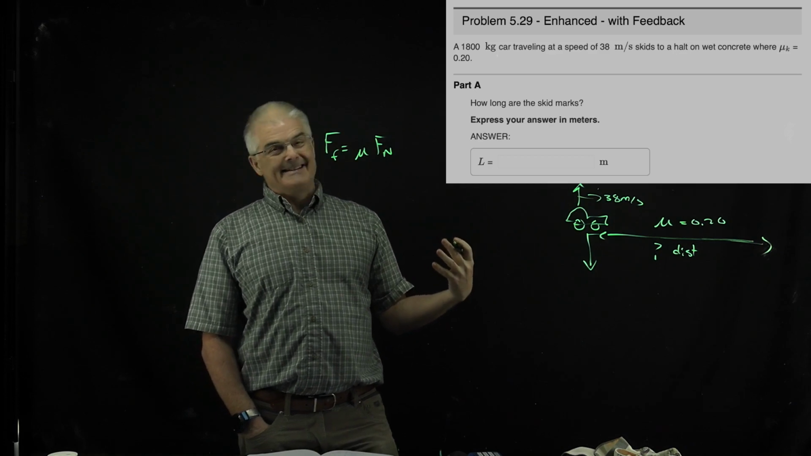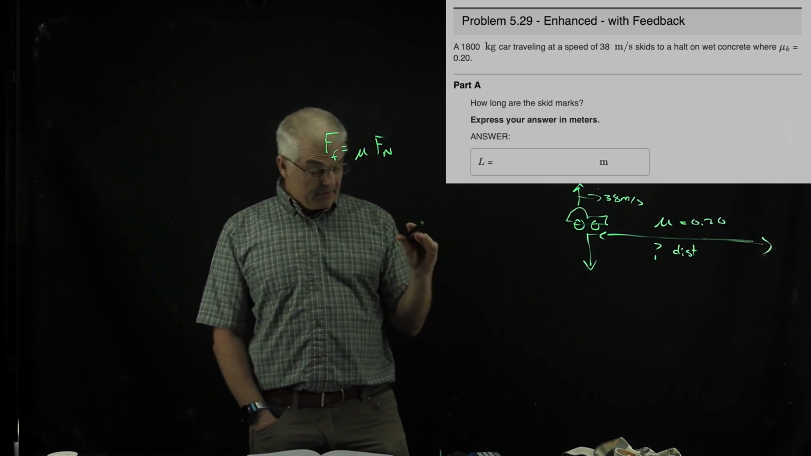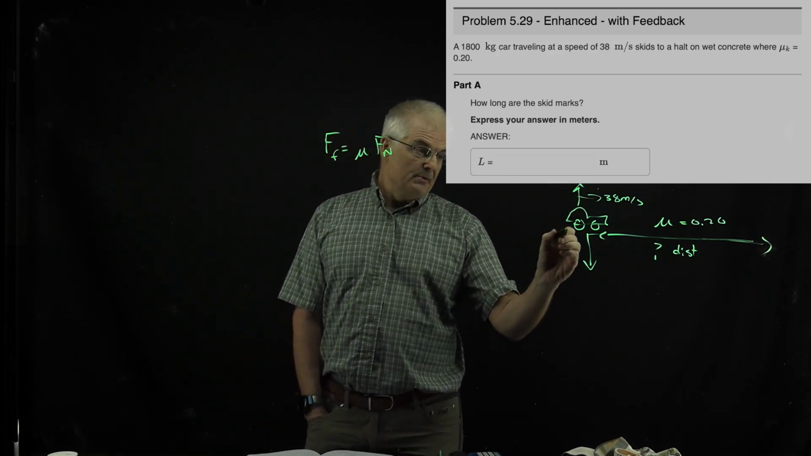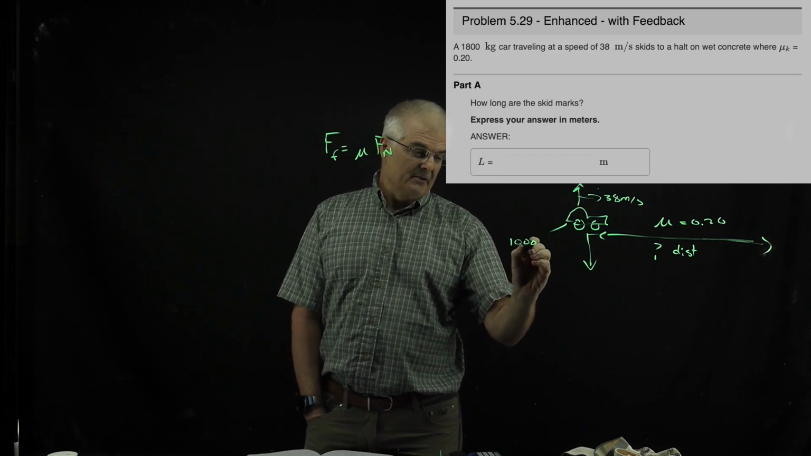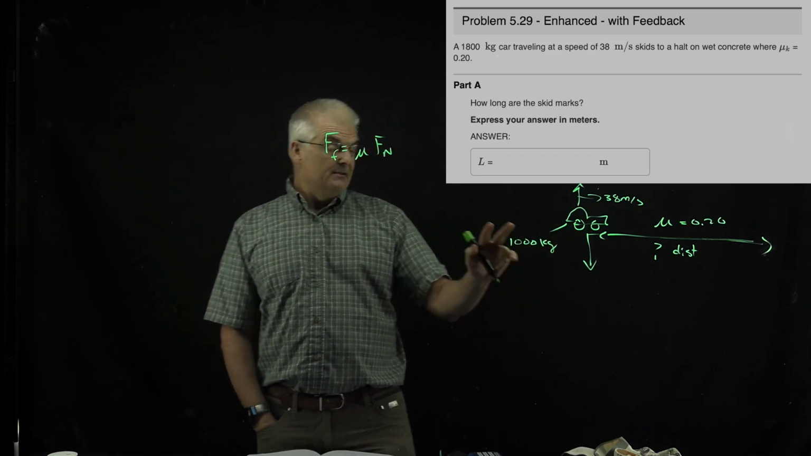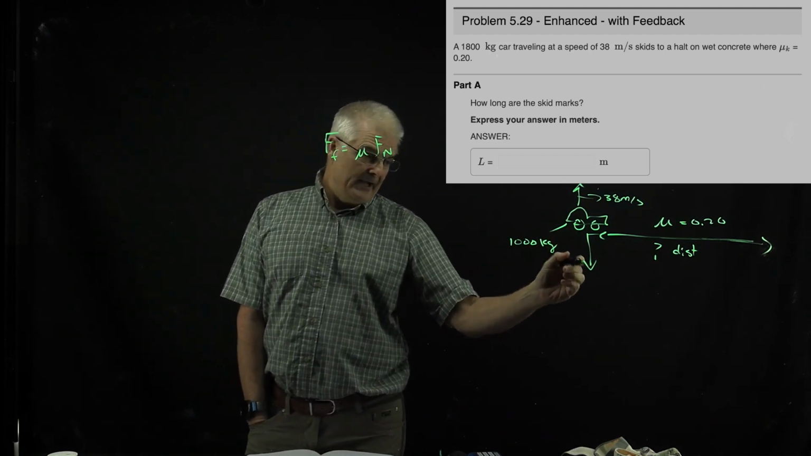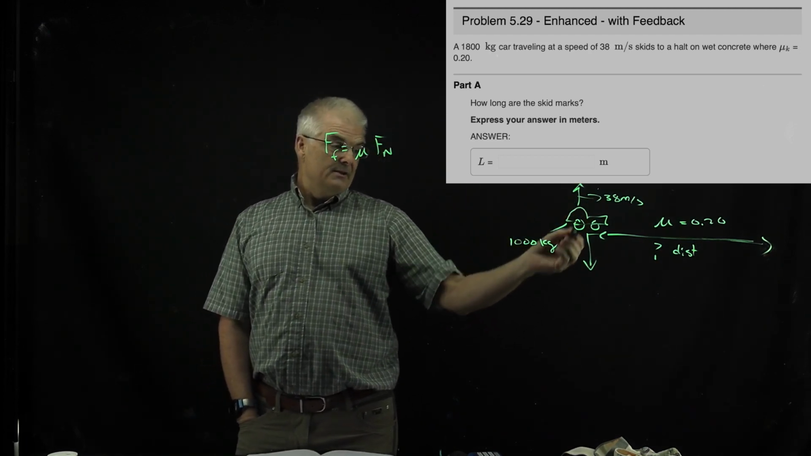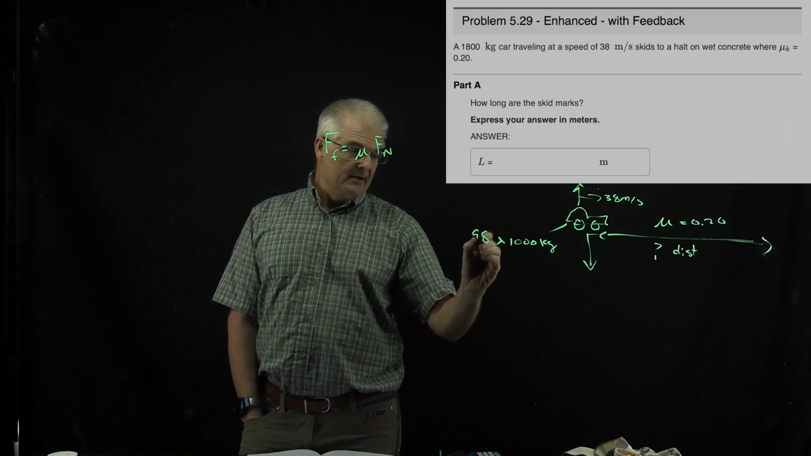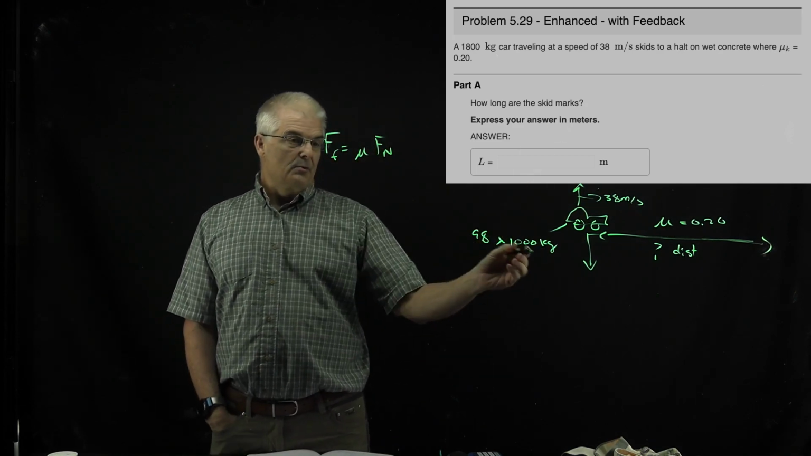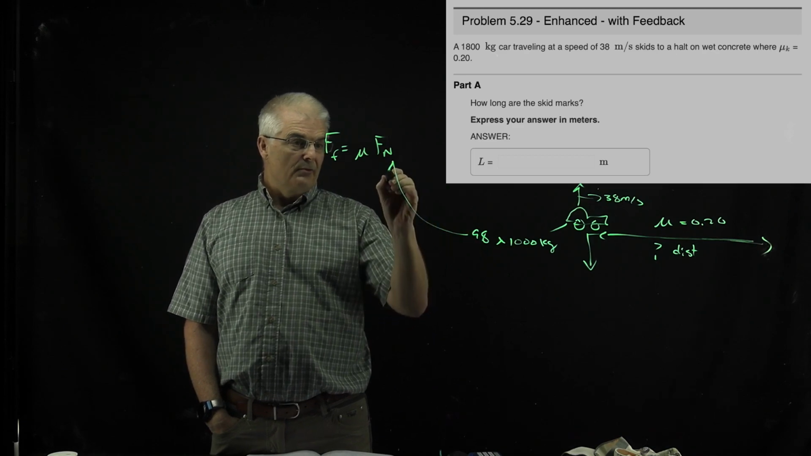But what I find is easy is to make up a number. So make up a number and assume the mass. A car, let's say it's 1,000 kilograms. The 1,000 is going to eventually cancel out, but that's going to make your life easier. So once you know that, then you can find, it's 1,000 times 9.8, right? Because this is on a horizontal surface. So once you know that, that is your normal force.